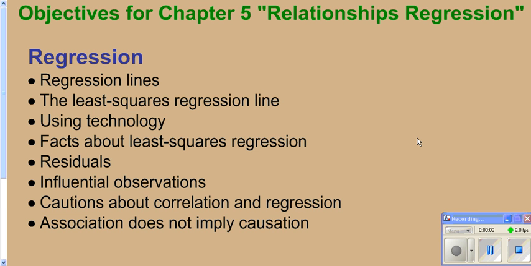Chapter 5 is going to continue what Chapter 4 started. In Chapter 4, we looked at correlation. Now, in Chapter 5, we're going to look at regression. Regression is pretty much where you're trying to find an equation of a line to help you predict what's going to be going on with your data.